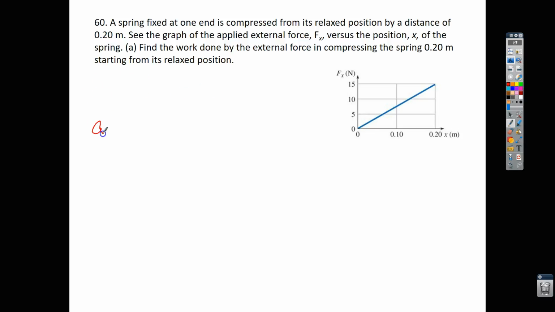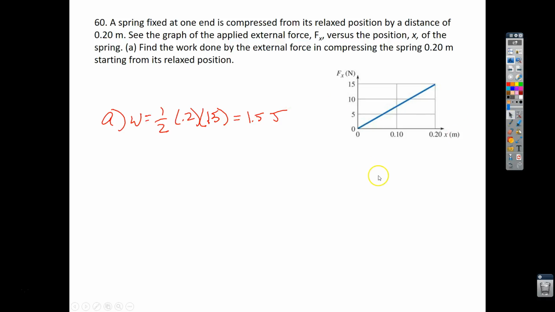So for letter A, we just know work is equal to the area, so that'd be 1/2. So we're just looking for the area of the triangle. So W is equal to 1/2 of the base, which is 0.2, times our height, which is 15. And so here you end up with about 1.5 joules.